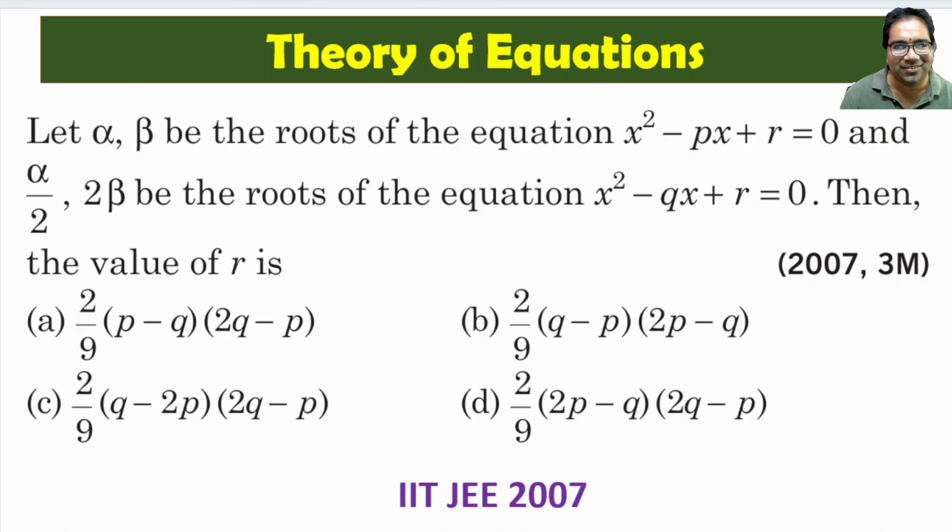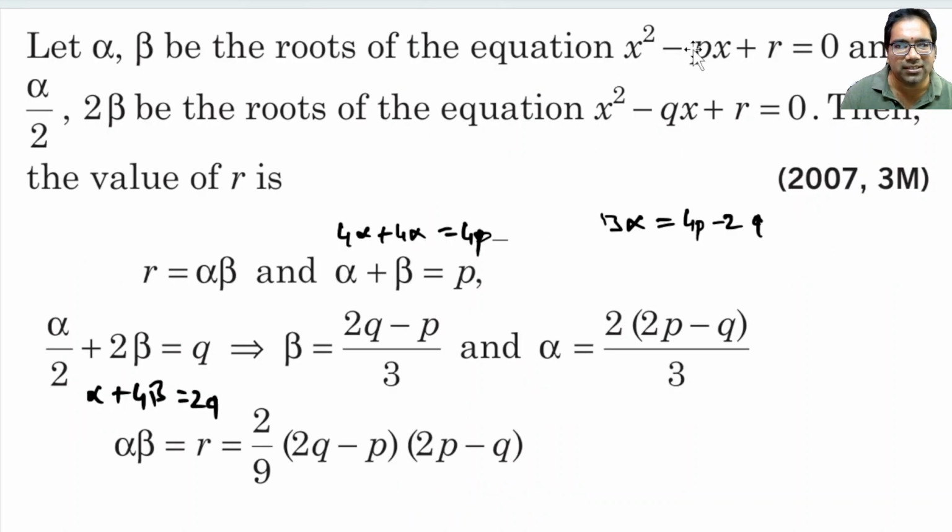Okay, like this. For example, alpha plus beta is p, alpha by 2 plus 2 beta is equal to q. If we solve these two equations, we'll get what is alpha, what is beta. And we just want r. What is r? r is alpha beta. Let us solve these two equations, as simple as this. Alpha plus beta equal to p and alpha by 2 plus 2 beta equals q.